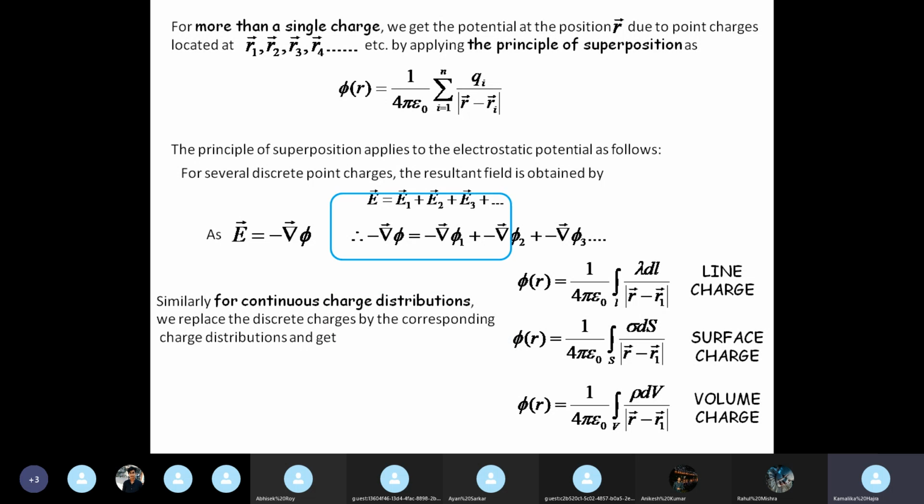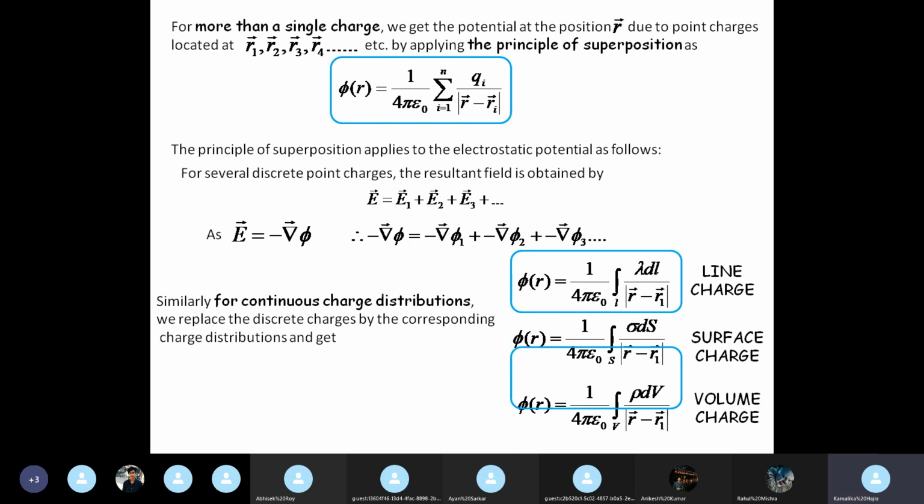So these are the formulae that you need to remember.